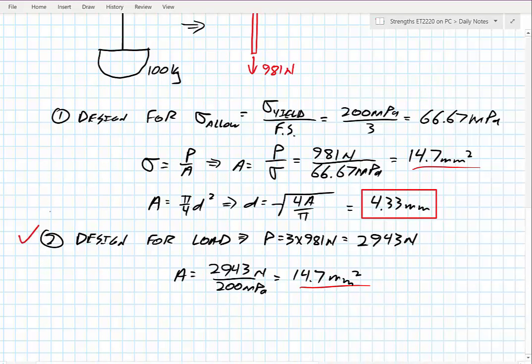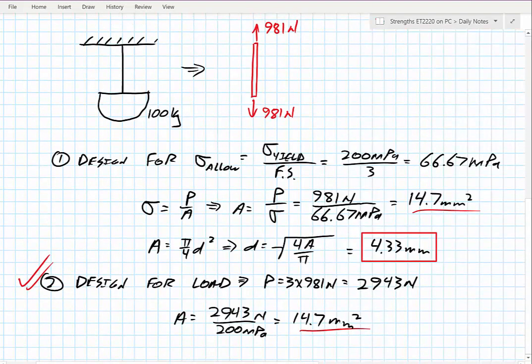So like I said, this second method is what I tend to do. The reason I like it is because I do it at the very beginning of a problem. I just take my safety factor and put it right into the loading, because that's usually given, and go from there.